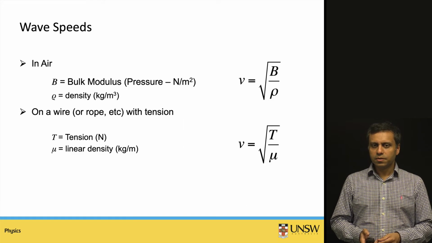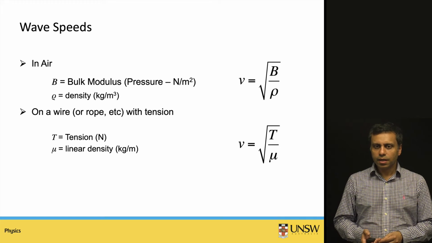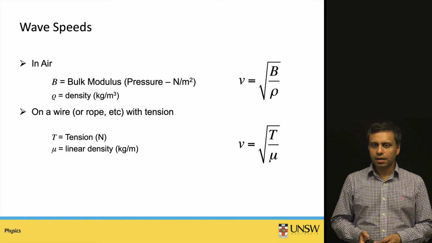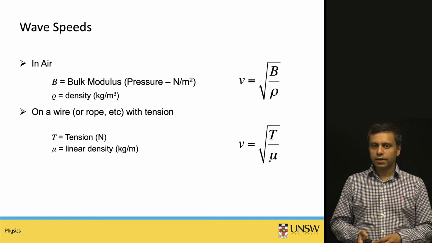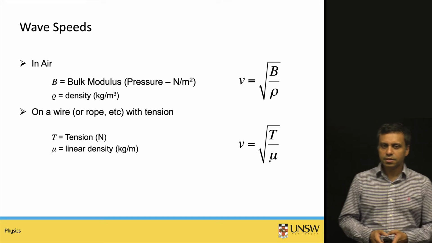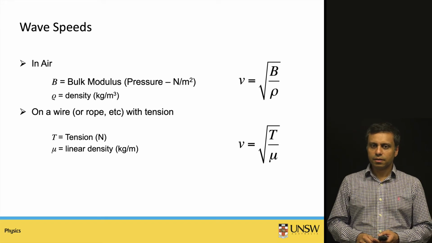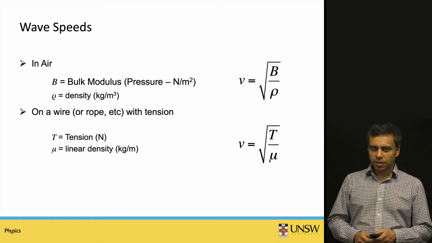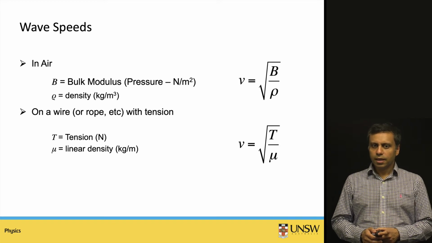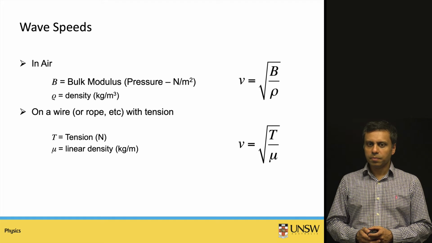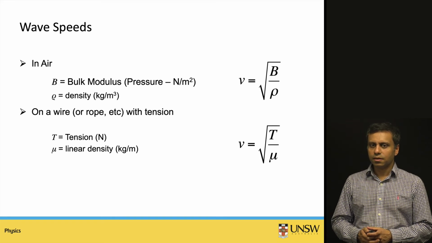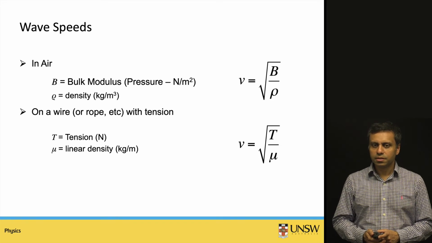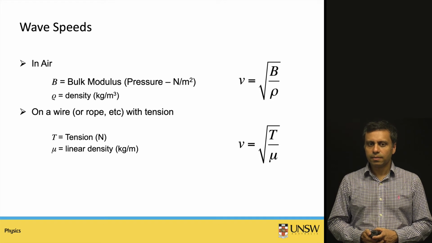So what does the speed of the waves depend on? In air, the speed of a wave is given as the square root of the bulk modulus divided by the density. This is the density of the air and the bulk modulus of the air, that is pressure. Pressure is given as Newton per meter square, that is force per unit area. So if the pressure is more, that is the force per unit area is more, then the speed is more. So if the air is compressed with a larger force, then the speed will be larger.